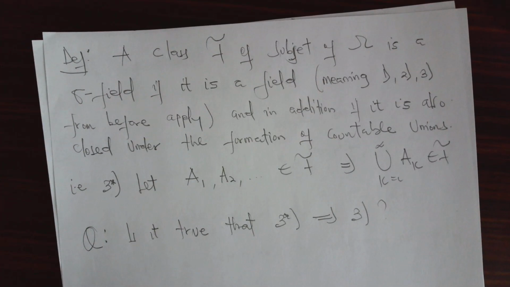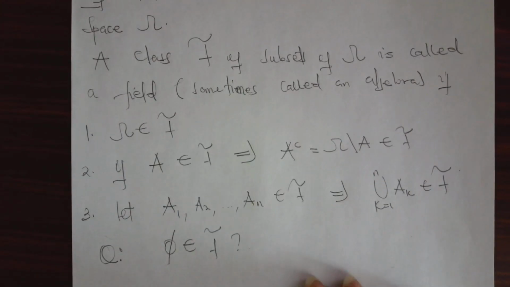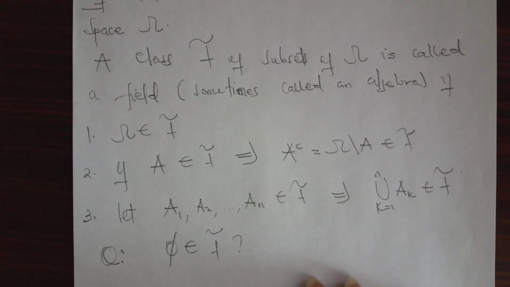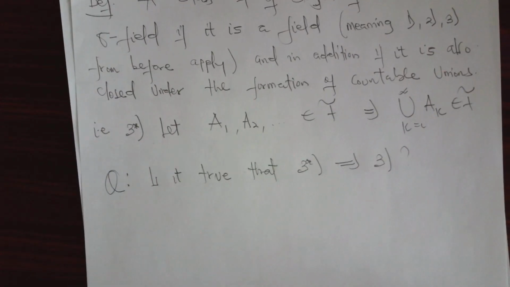In our next lecture, we will delve deeper and see what comes afterwards. But remember, we have 2 questions to solve. First of all, does the empty set belong to F, for F being a field? And the second question is, is it true that 3 star implies 3?